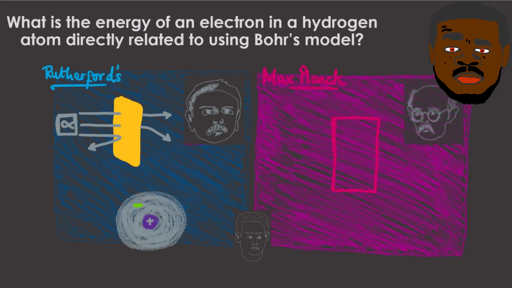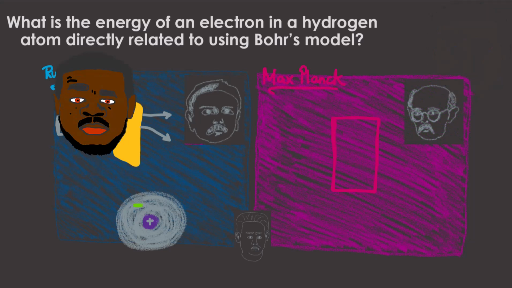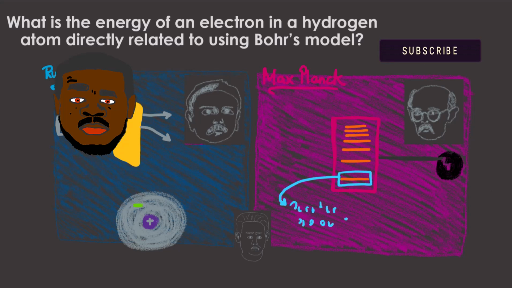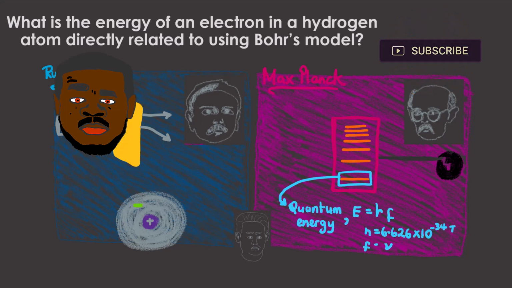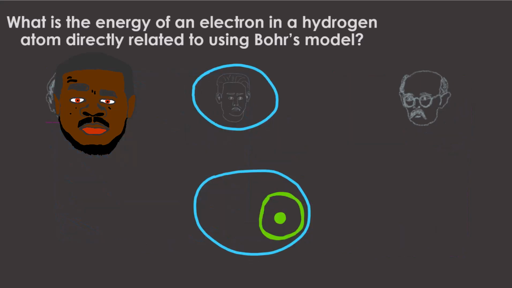Second is Max Planck's conclusion that the electromagnetic radiation energy emitted by an object contains quanta, which are discrete energies. A quantum is called quantum energy, which is measured to be the product of the Planck constant, h equals 6.626 times 10 to the negative 34 joule-seconds, and the frequency.